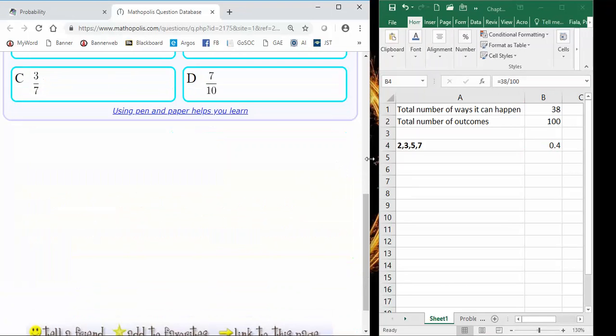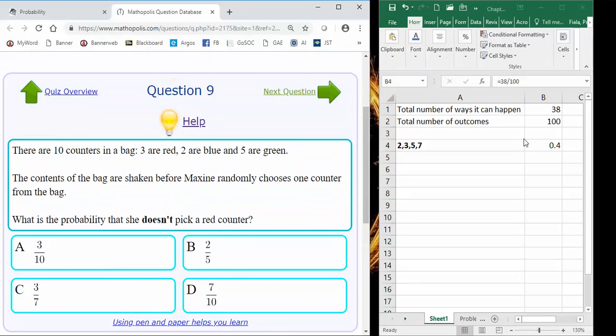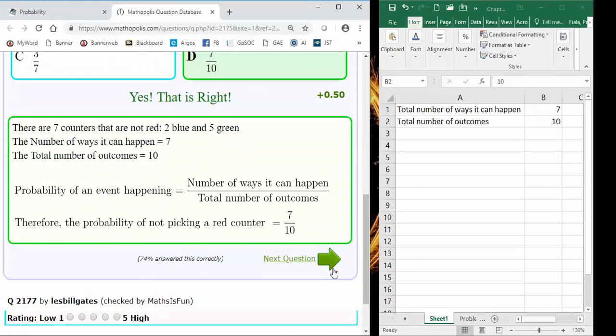Okay, next one. There are 10 counters in a bag. The contents of the bag are shaken before Maxine randomly chooses one counter from the bag. What's the probability that she does not pick a red counter? Well, there are 3 red. That means there are 7 remaining. So 7 out of 10. That's right. Okay.